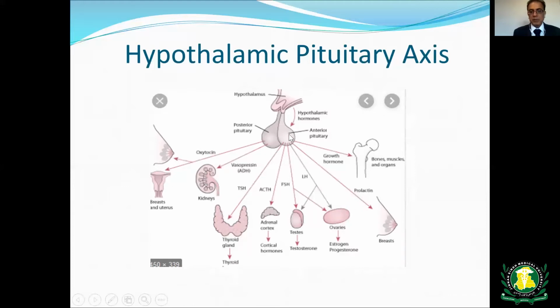The important anterior pituitary hormones are growth hormone, which helps bone, muscle and other organs grow. Then prolactin helps in lactation, and gonadotropins called LH and FSH act on ovaries and testes respectively to produce estrogen and testosterone. ACTH works on the adrenal cortex to produce cortisol. TSH works on the thyroid gland to produce thyroid hormone. And then the posterior pituitary gland works on the kidneys, producing ADH, antidiuretic hormone, to conserve water. And oxytocin helps in milk production as well as uterine contractions.